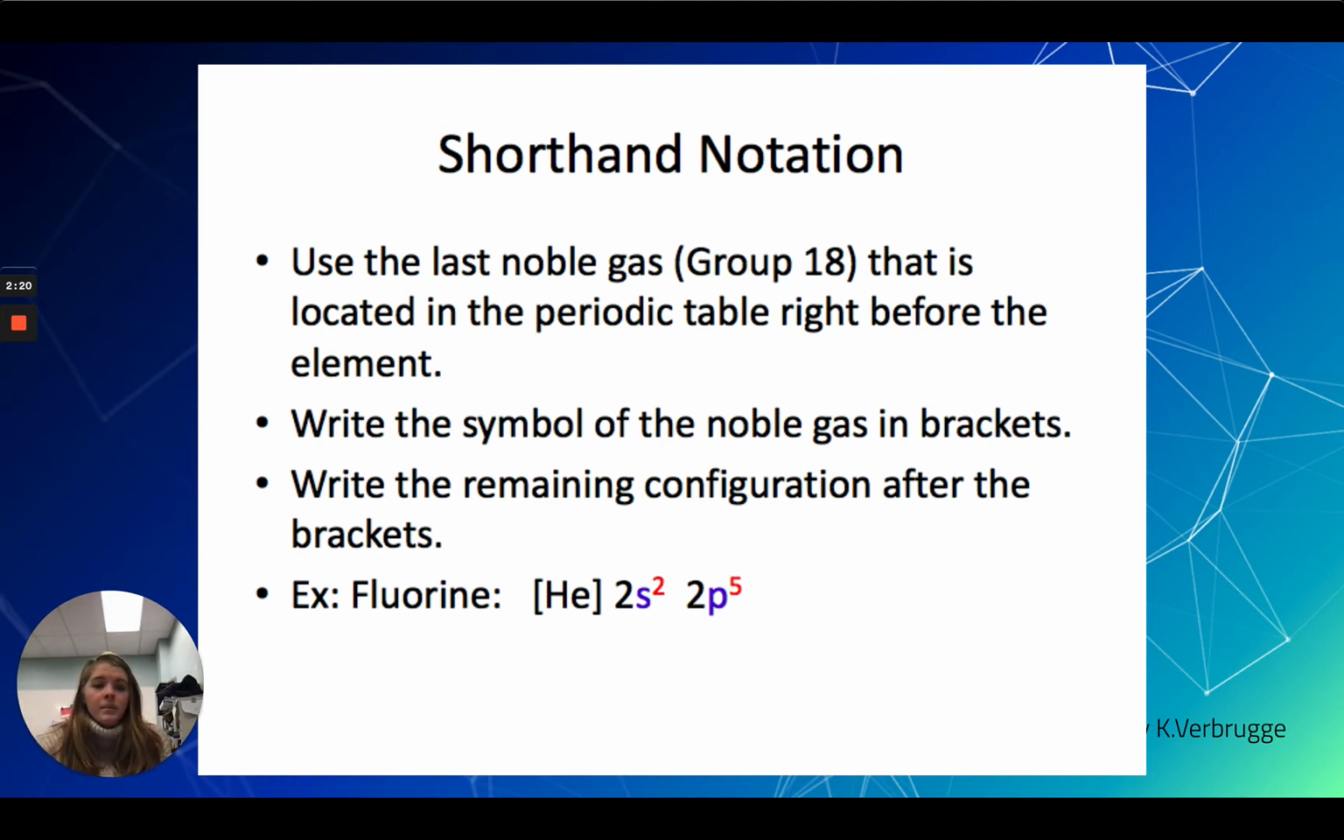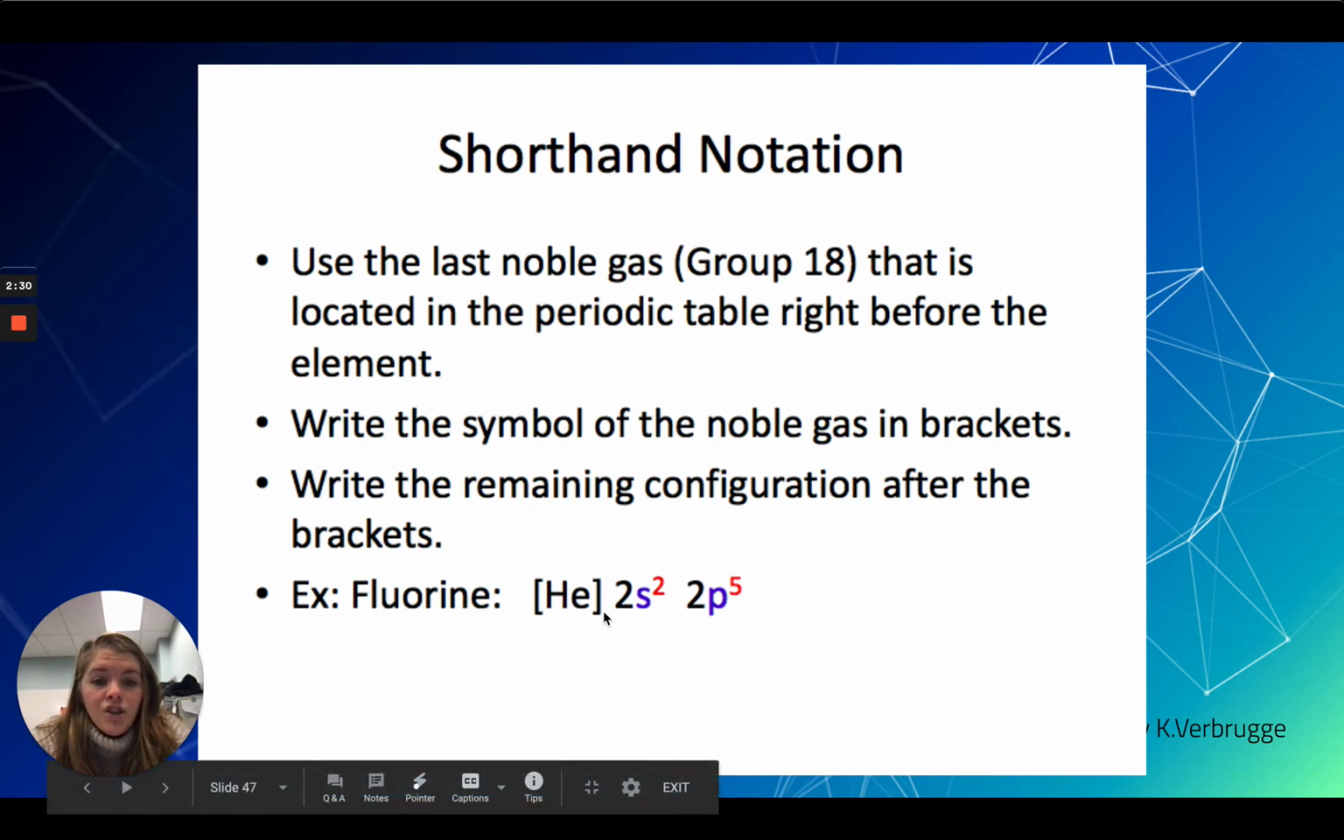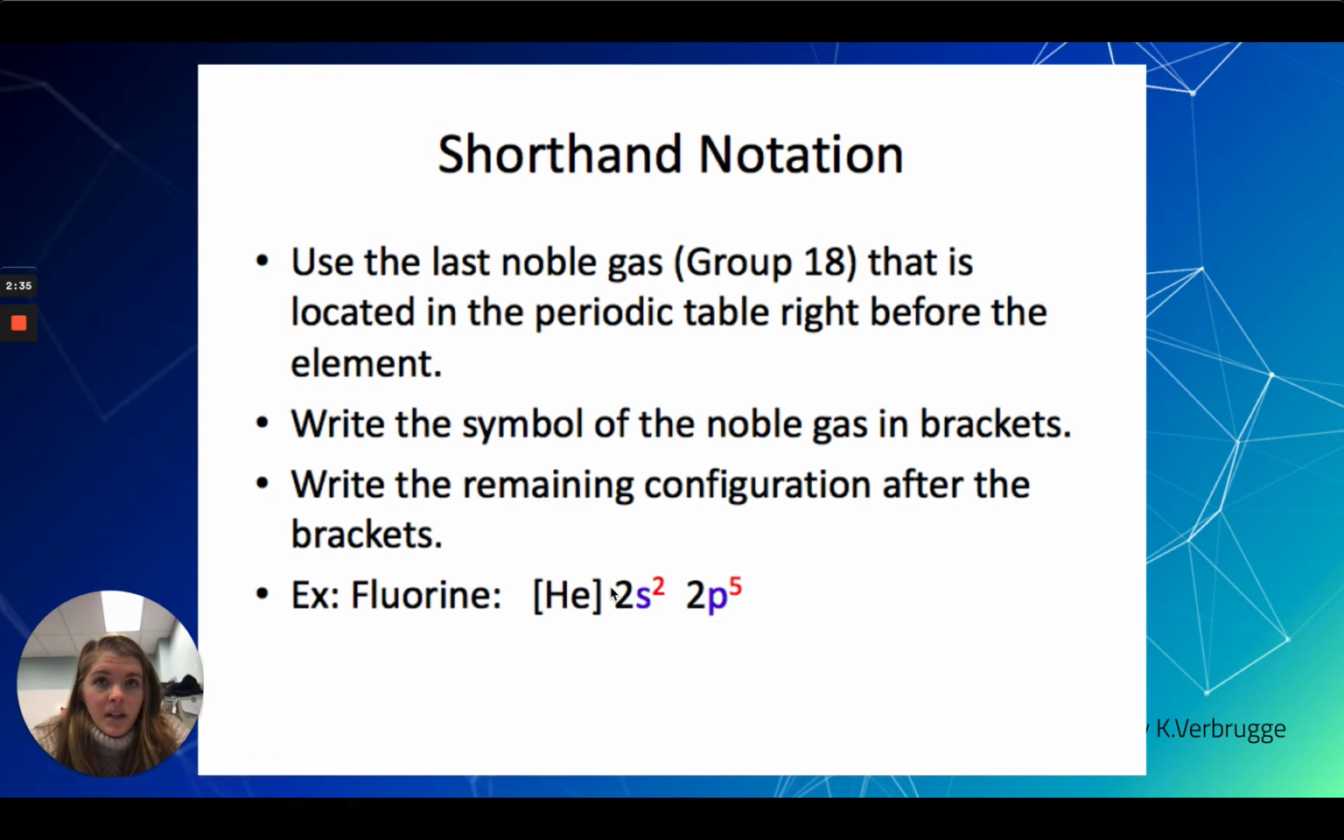So it might look something like this. For fluorine, fluorine is on the periodic table at atomic number 9. The noble gas before fluorine is helium, so you would write [He], and then we'd start after helium going into the next row of the periodic table, starting with lithium, so 2s2, and then 2p5.